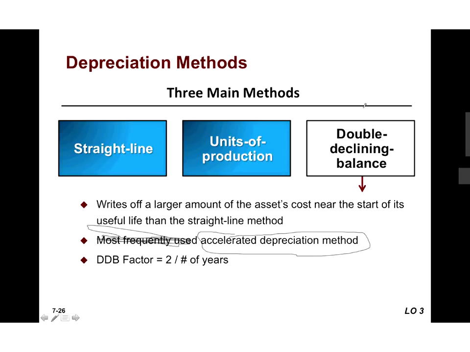And that's why the government allows companies to use an accelerated depreciation method on their taxes, because the government, in addition to collecting taxes, wants to generate investment. They want companies to invest. That's how we grow the economy. So the government has said you can use an accelerated depreciation method.